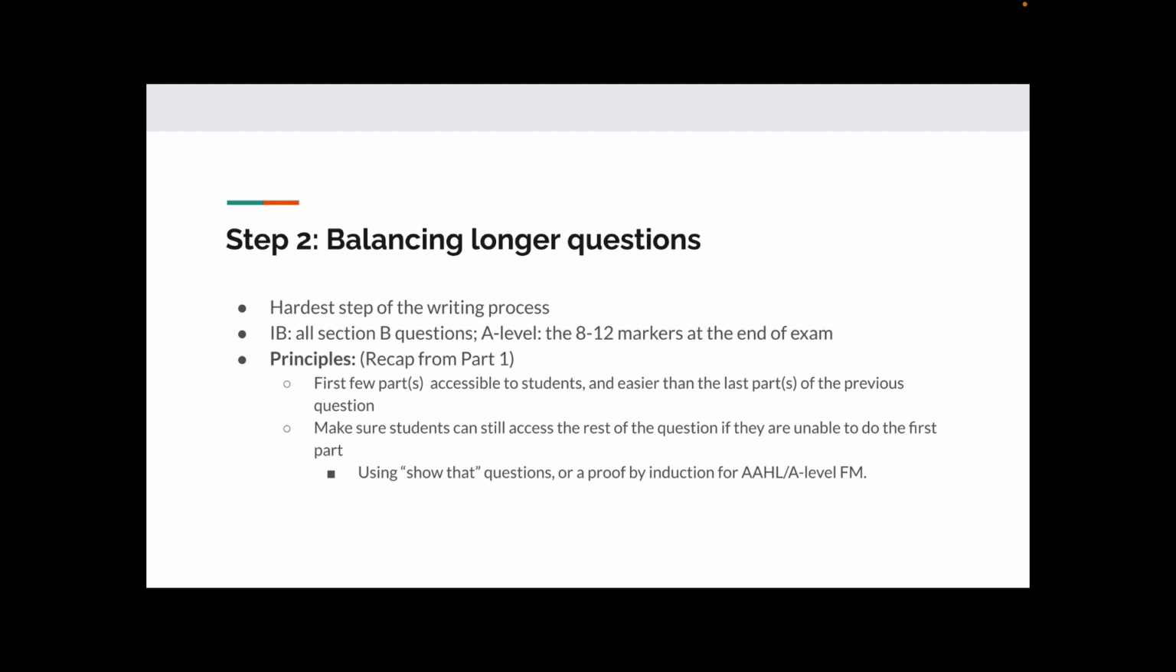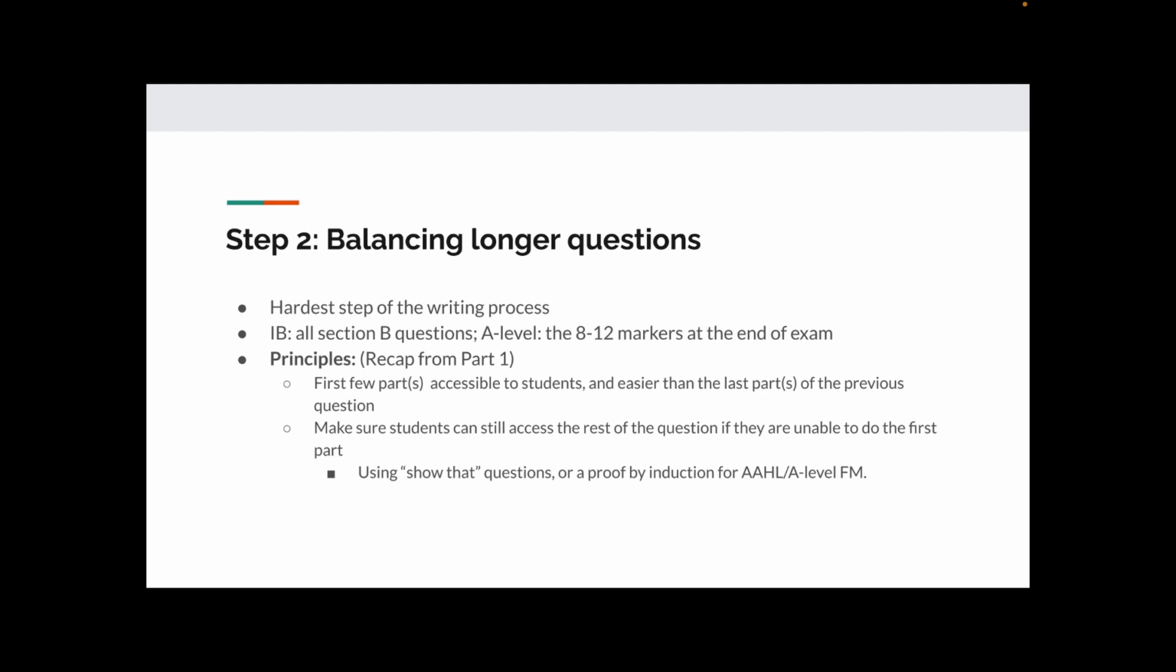As I've mentioned in part 1, you want the first part or parts, depending on the length of the question and the position in the paper, to be accessible to students. This does not mean that they are trivial. It's just easier than the last part of a previous question, to motivate students to keep going.